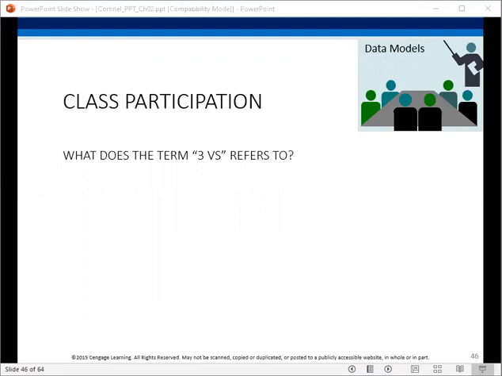The third V is variety. Refers to the fact that data being collected comes in multiple different data formats. A great portion of these data comes in formats not suitable to be handled by the traditional operational databases of the relational model.